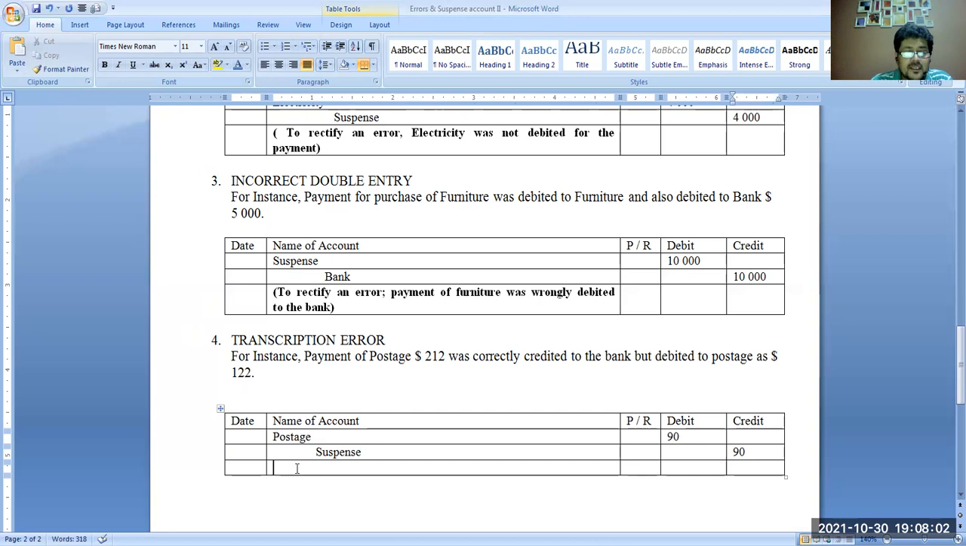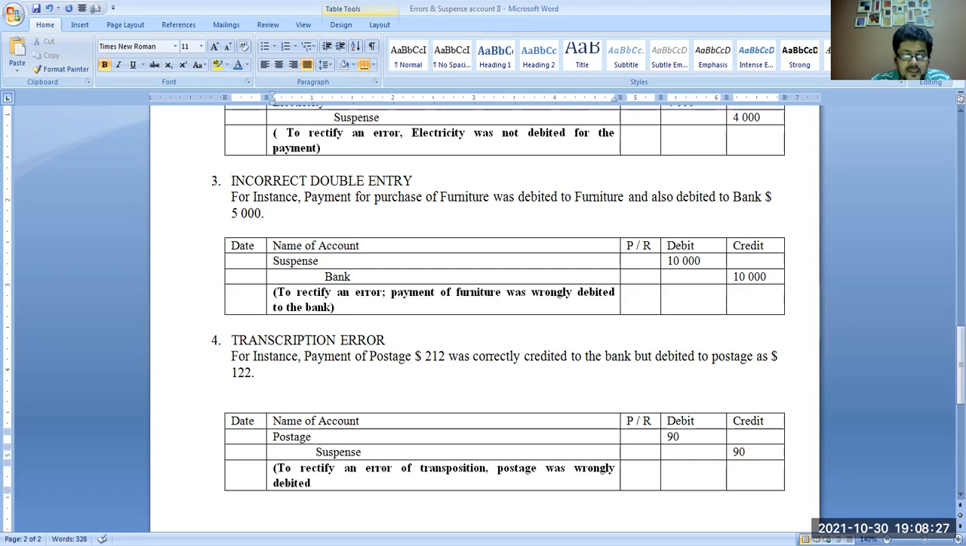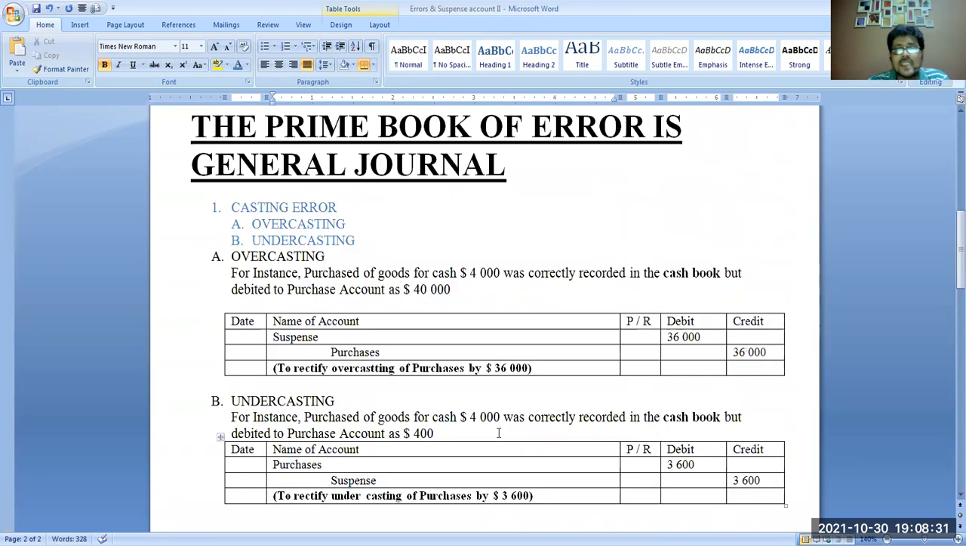Okay. Now, narration: to rectify error of transposition, or you can say transcription, postage was wrongly debited.